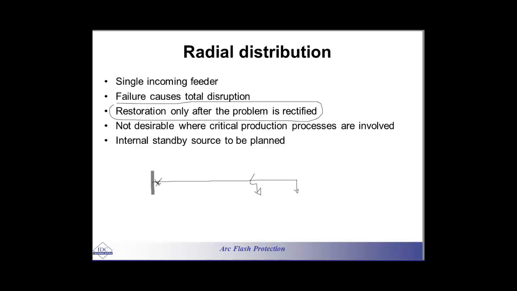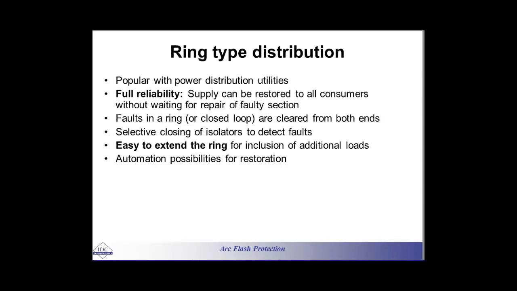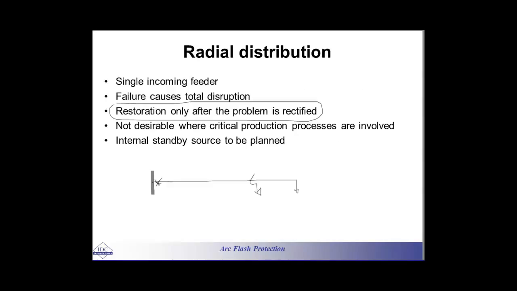So not desirable, as it says in here, where critical production processes are involved, like mining, or oil and gas. So how can I improve this? Easy. If I've got enough money, rather than providing one supply, one feeder to the load center, I will do two. So rather than having one supply, I will make it two. This is what we call parallel feeders. This is very good.